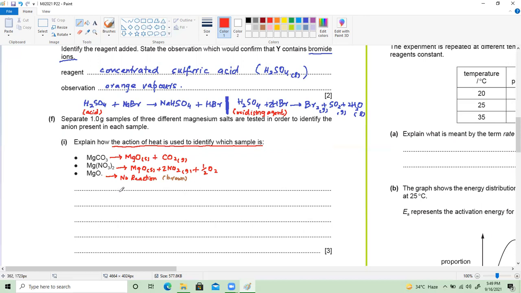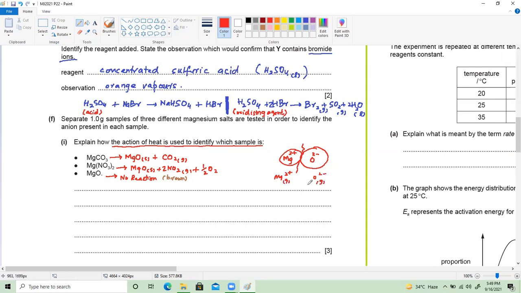Even when magnesium oxide breaks, what will happen? In magnesium oxide, there are magnesium ions and oxide ions. Even if the bond between them breaks, still, it will be what? Gaseous magnesium ions and gaseous oxide ions.